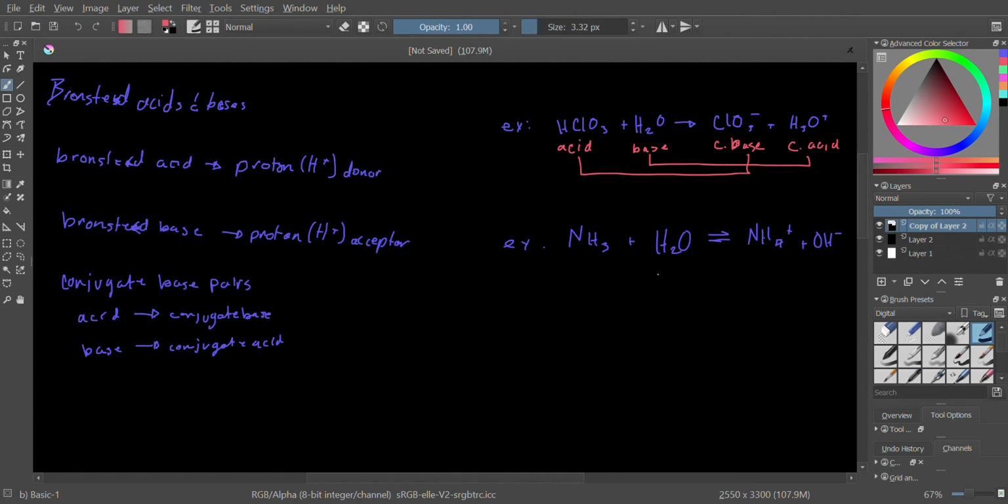If we just didn't know what's happening, we look at our products and we can see that the NH3 turned into NH4, which means that it accepted the H plus, right? So that means that it's our proton acceptor. So this is going to be our base, and this is our conjugate acid.